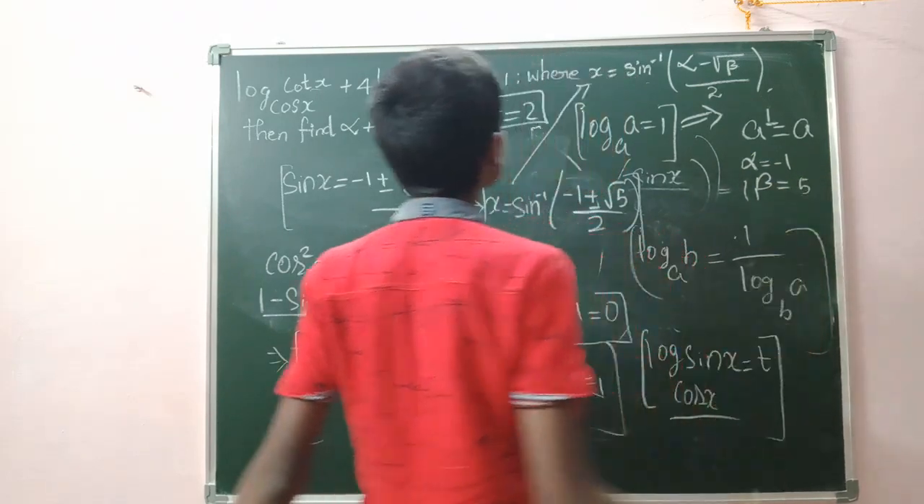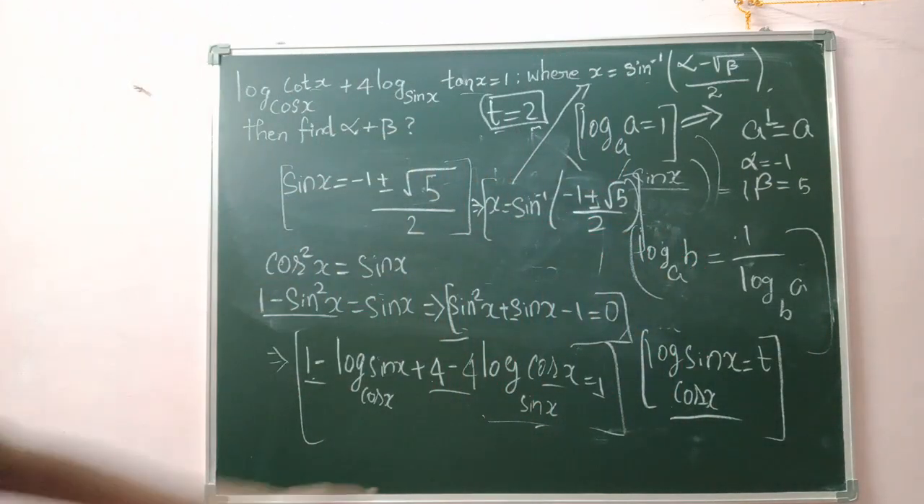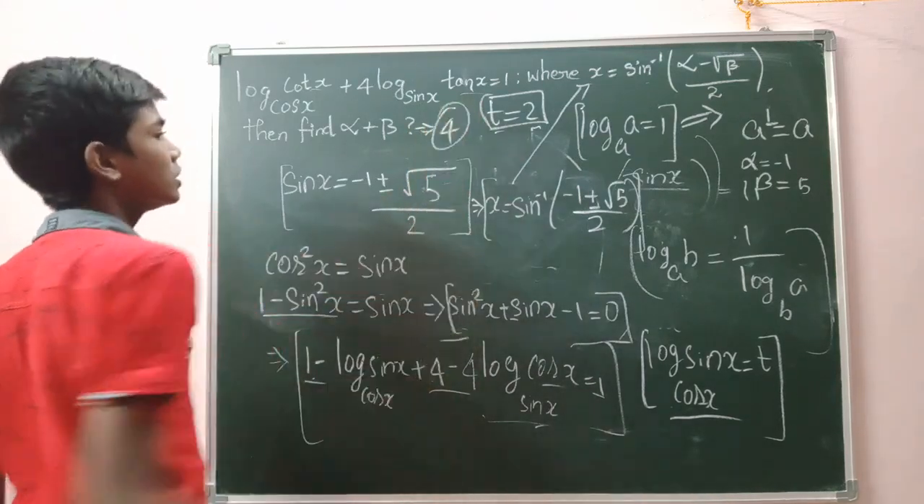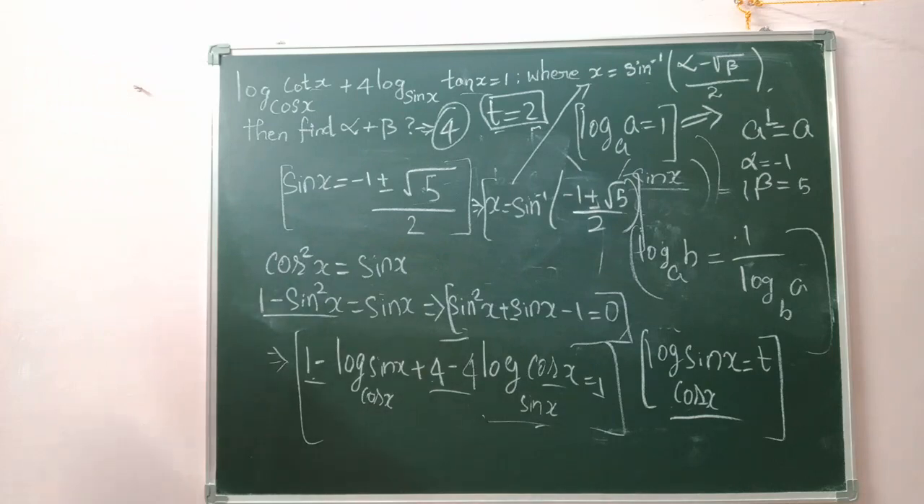So what has been asked in the question is alpha plus beta. So minus 1 plus 5 will be 4. So that's the answer for this question. So that's all about this question. Let us move on to the next one.